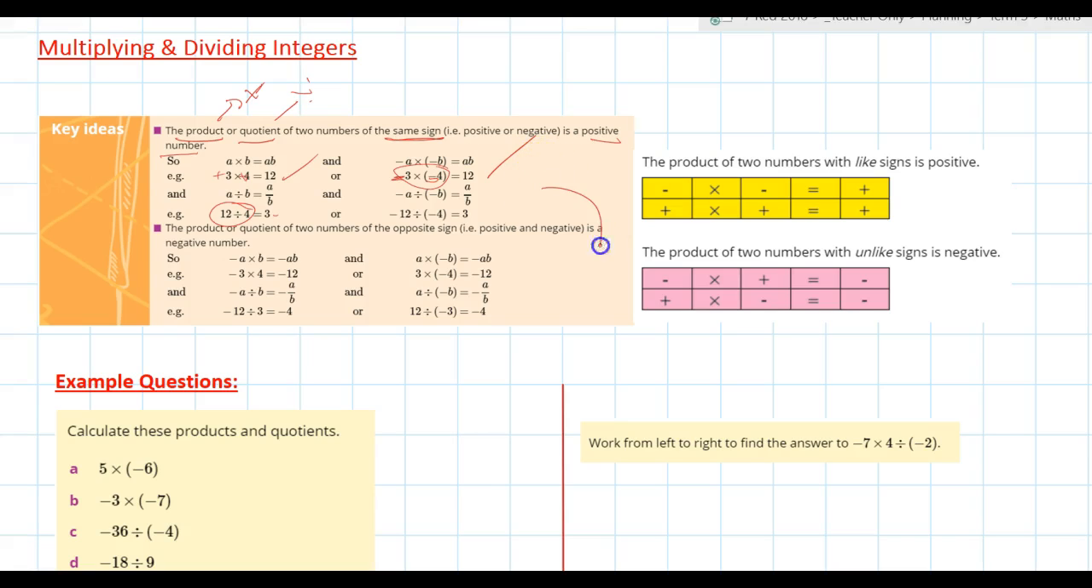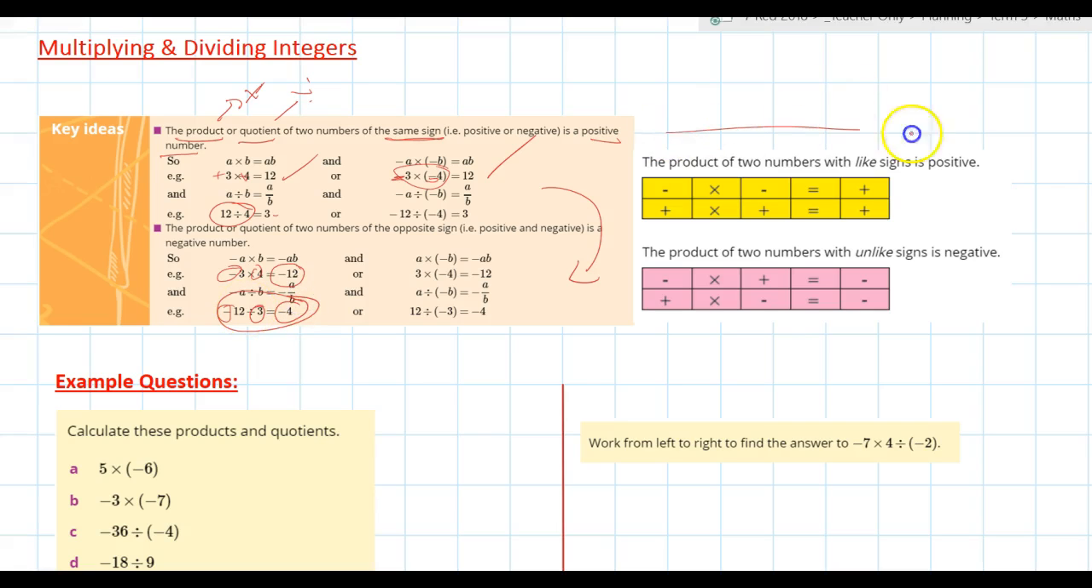The difference is when we have unlike symbols. For example, negative A times B will equal negative AB, or negative 3 times 4. We have a negative symbol here, and this one would be a plus. They're unlike terms, so it's going to be a negative answer. The same applies for division. We have a negative divided by a positive, so the answer will be a negative.